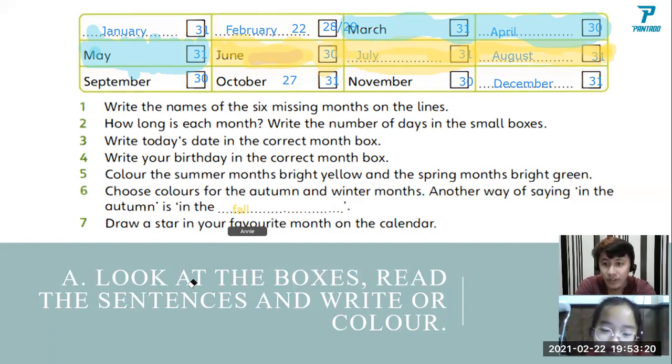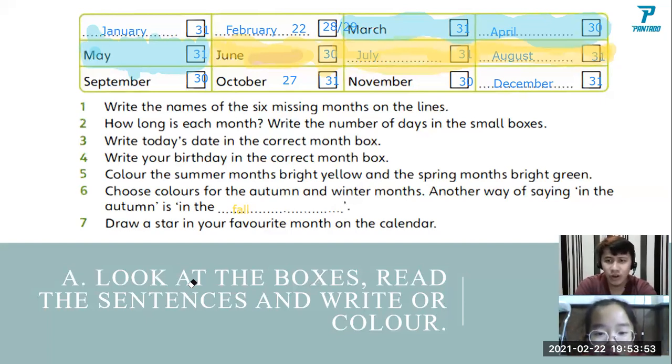Right, so that is fall. Okay, what is the other way of saying autumn? You call it fall. Okay, and do you know what the months for fall are? What are the autumn months? September, October, November. Okay, good. September, October, and November.